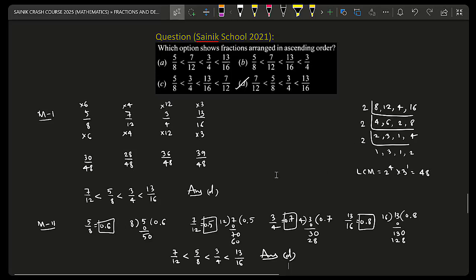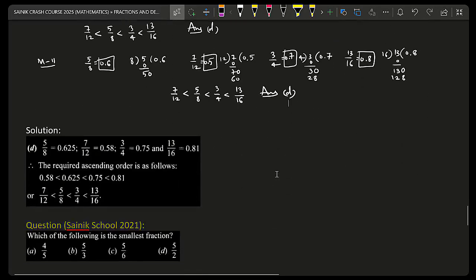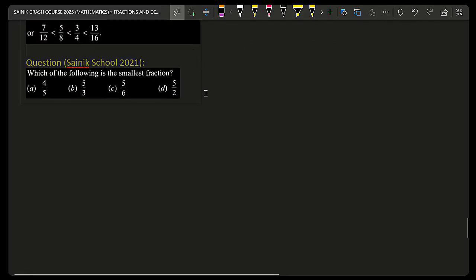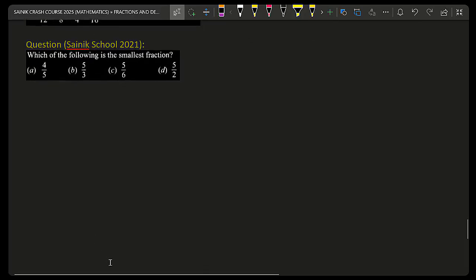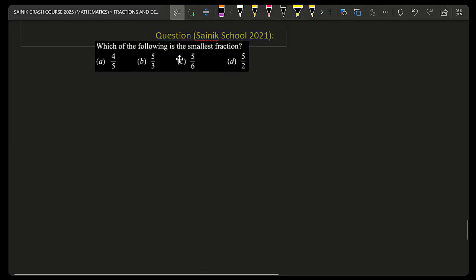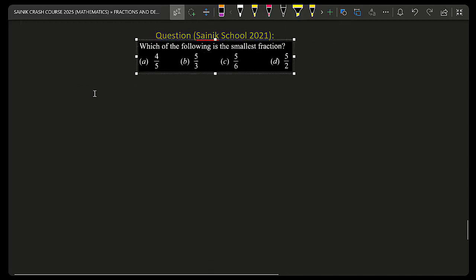The next question is: which of the following is the smallest fraction? Very simple question. Which of the following is the smallest fraction? Who will give the answer? You can raise a hand now.